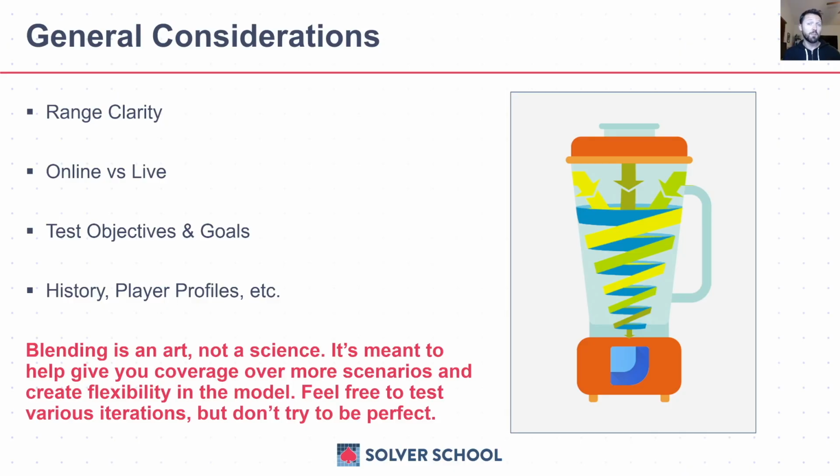And as you'll see as we jump into the solver examples in a minute, a lot of times we start with this baseline and we're just working around the edges, adding hands, removing hands, increasing weights, decreasing weights, while trying to maintain an overarching high-level frequency. It's meant to give us coverage over more scenarios to help us create some flexibility in our model, but it's not meant to be something that's perfect. So feel free to test a lot of different iterations, but don't worry about trying to get everything exactly perfect. By adding some level of blending into your models, you're going to ultimately increase the accuracy of the model anyways and account for more things.